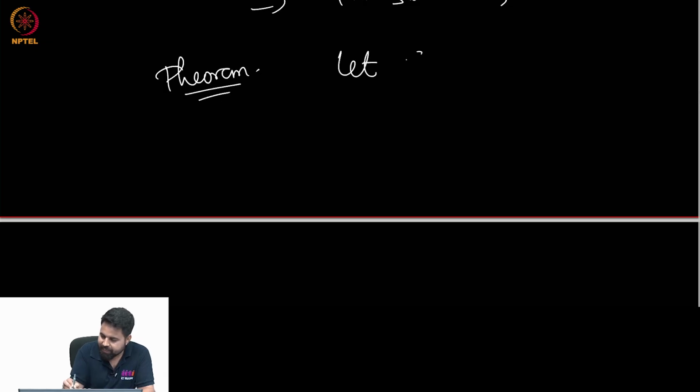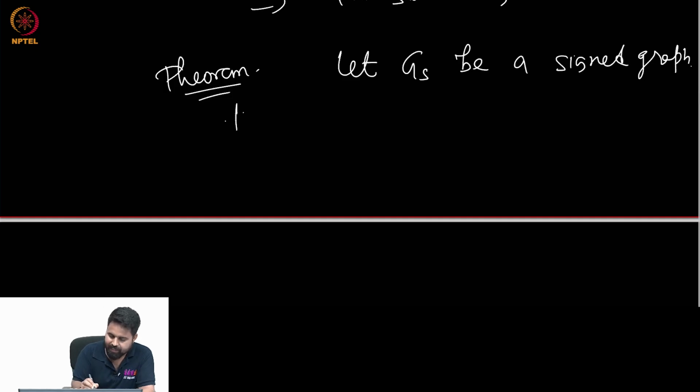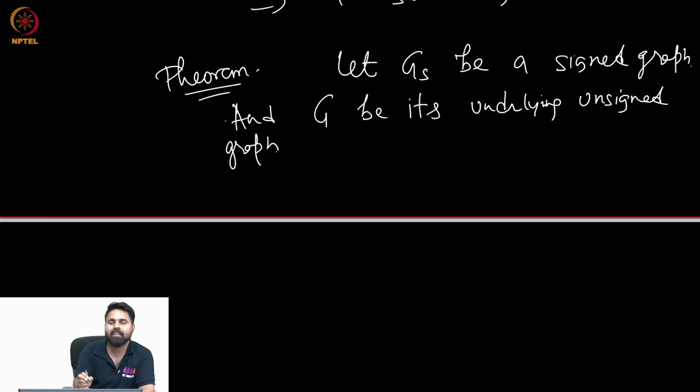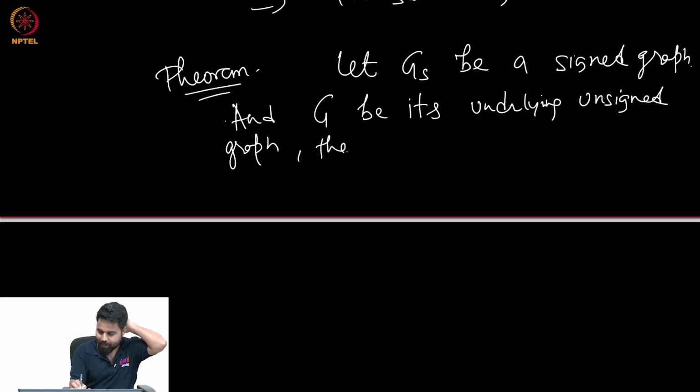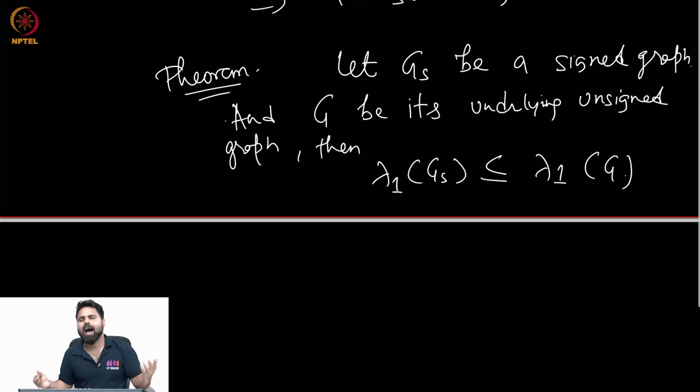let GS be a signed graph, and maybe let me write, GB its underlying unsigned graph, basically undirected simple graph. And what do you think will be the relation between the largest eigenvalues of these graphs? Okay, then the largest eigenvalue, let me call it lambda 1 of GS, is less or equal to lambda 1 of G. Okay, how to prove this?